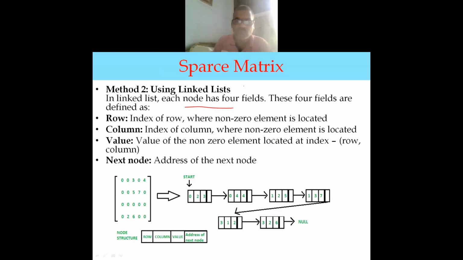For example, in the 0th row, second column, the non-zero element is 3, and this is a link field pointing to the next non-zero element node. This is node 1, representing the first non-zero element, and this is node 2, representing the second non-zero element. Like this we store the list of non-zero elements in the form of a linked list. This is the linked list representation: row index, column index, the non-zero value, and then the address of the next node. This is the node structure we are taking.